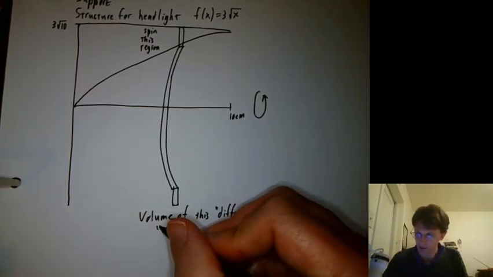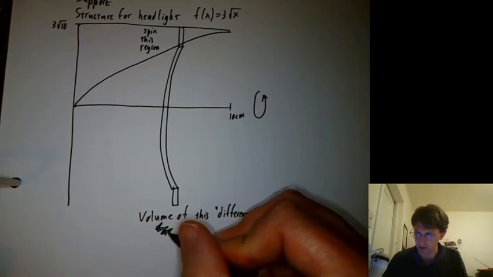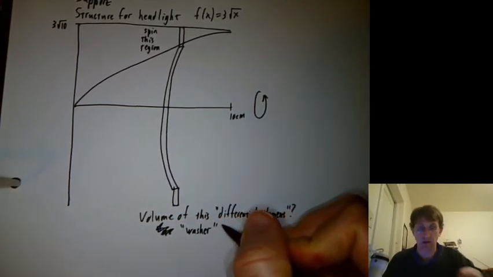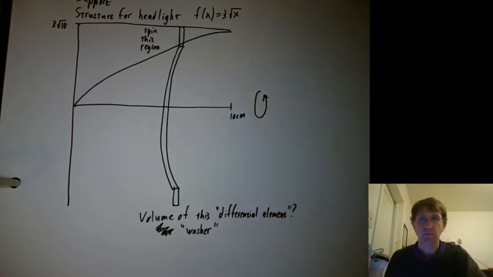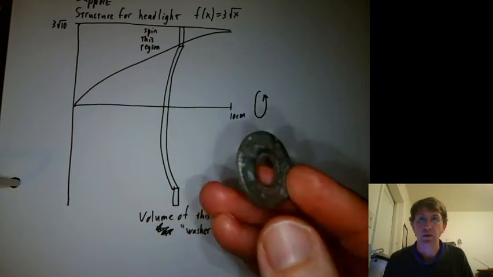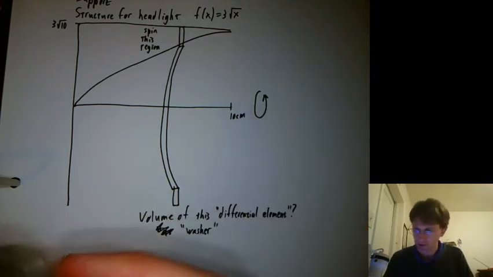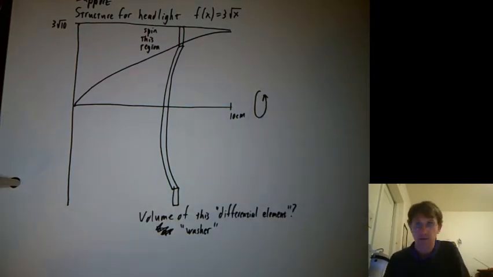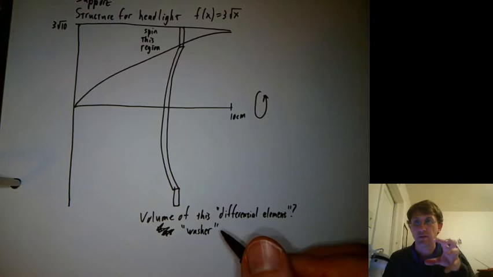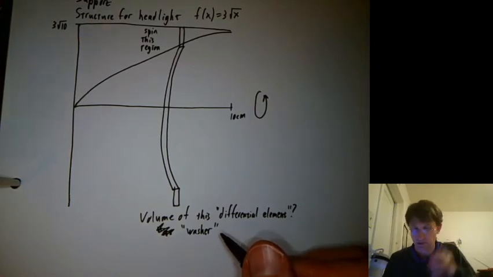It's also called a washer. Let's try that again. Let me go get a washer. So this is what a washer usually looks like if you buy it at the hardware store. It's the same basic concept. In this case, it's bigger and shinier. What is the volume of a washer? Well, a washer is a disk with the disk in the middle taken out, right?